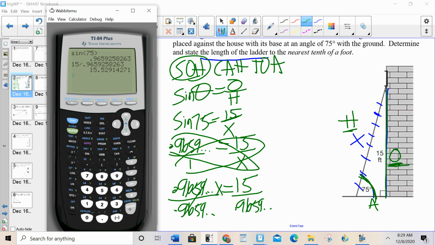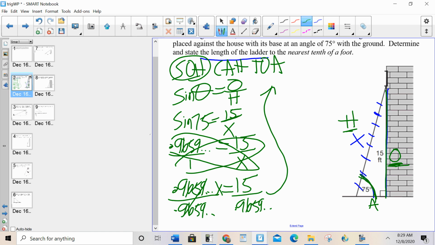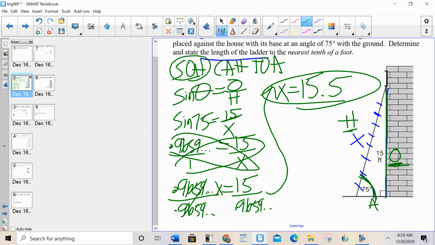It wants me to round to the nearest tenth of a foot, so that's one decimal place. That would be 15.5. And that's my answer. So it's the same thing we've been doing. You just need to read carefully and make sure you get X in the right spot.